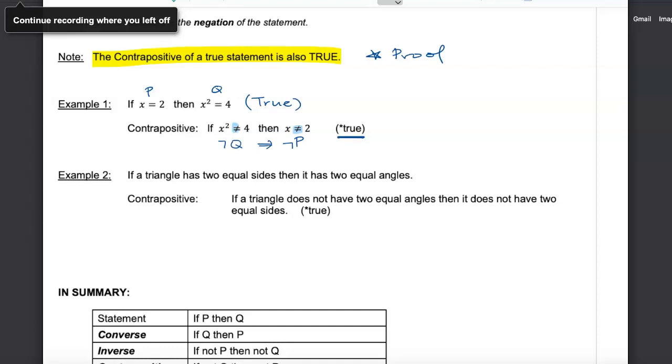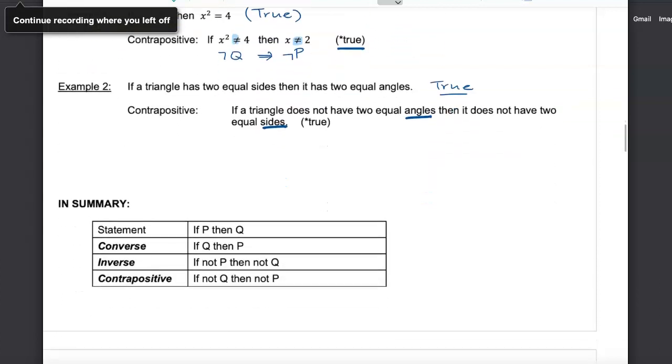Let's have a look at our other example about the triangle. If a triangle has 2 equal sides, then it has 2 equal angles. And we know this initial statement is true. Let's turn it around. If a triangle does not have 2 equal angles, then it does not have 2 equal sides. And we know that is also true.